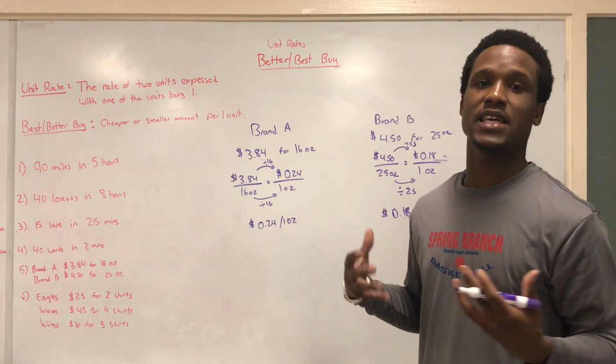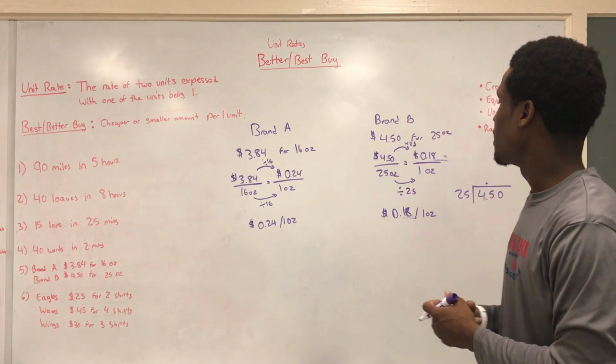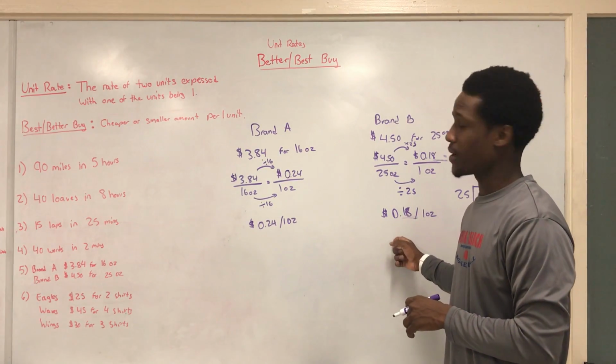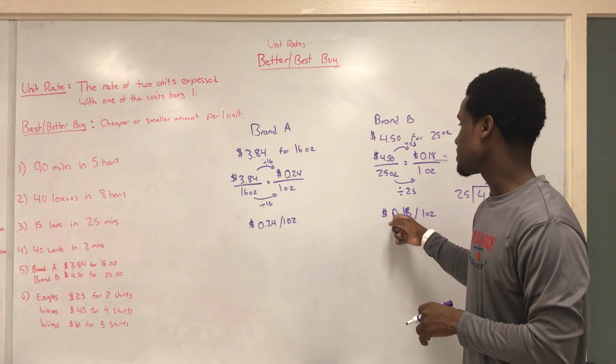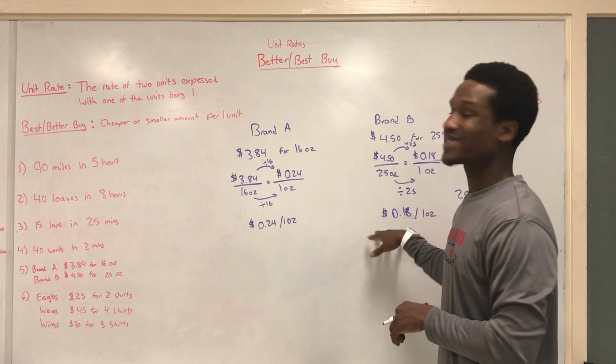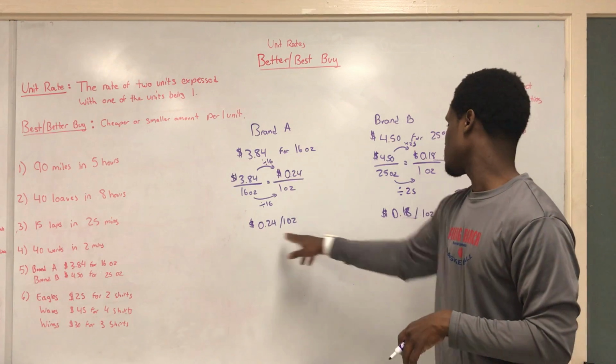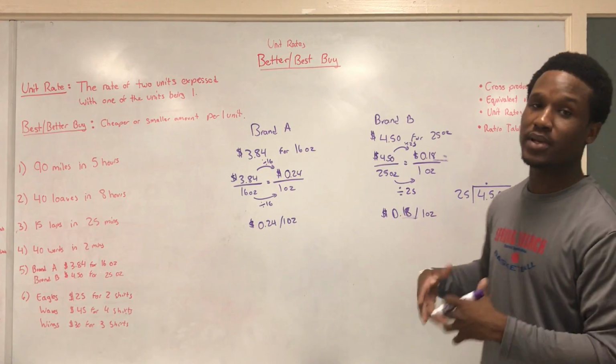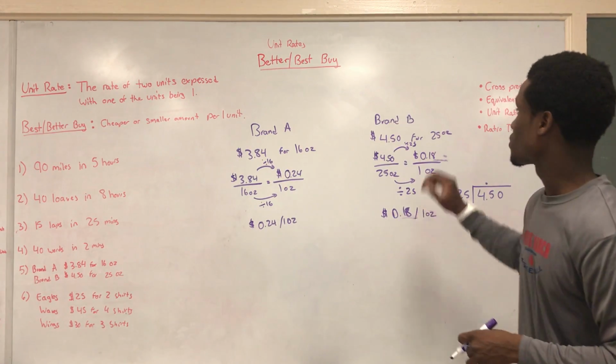Okay? So in this case, which one would you rather buy? Assuming everything is the same and they basically taste the same. I'm going to go with brand B because I'm getting the cost for 6 cents less. This costs 24 cents, this costs 18 cents. So I'm paying 6 cents less. So I will go with brand B.